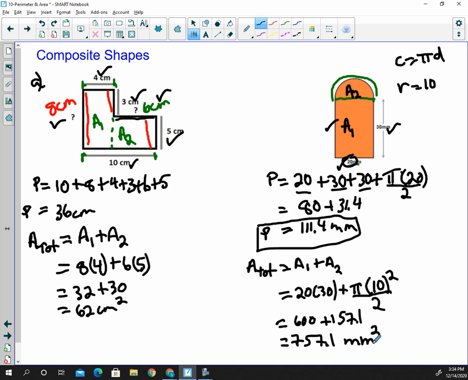That's how we can use some basic perimeter and area knowledge to help us solve for more complicated shapes. Just break them down into simpler shapes that we can easily find values for.